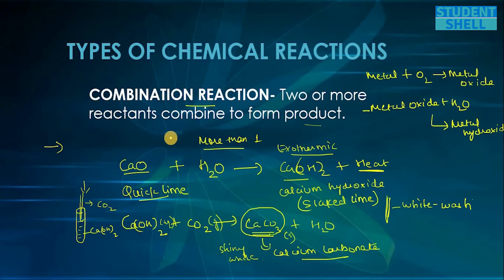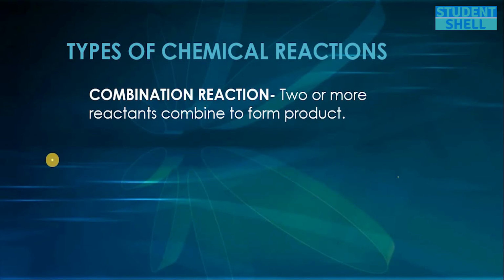Now this was an example of combination reaction. Why? Because we saw that in every reaction we had more than one reactant forming products. It doesn't matter how many products, but it formed products. And we had more than one reactant combining with each other. So this was one of the examples. Let me take another one.